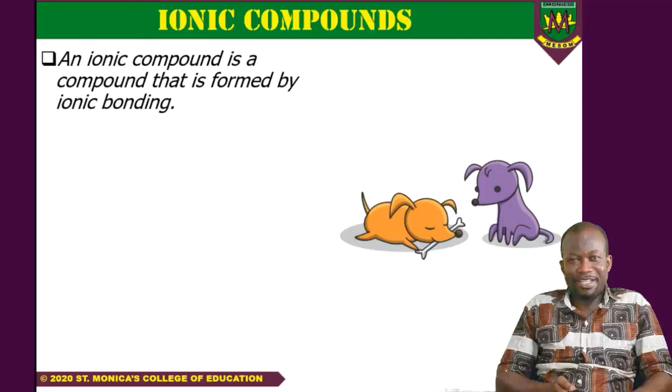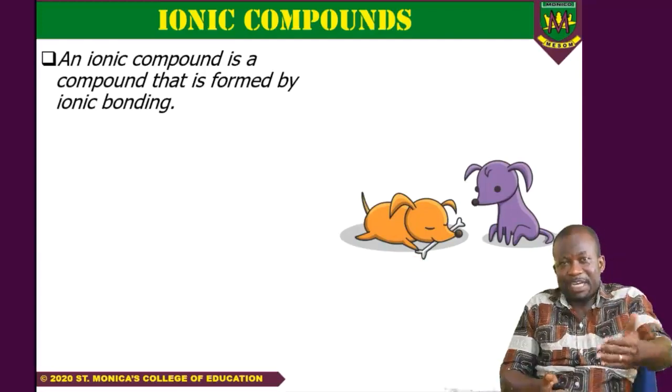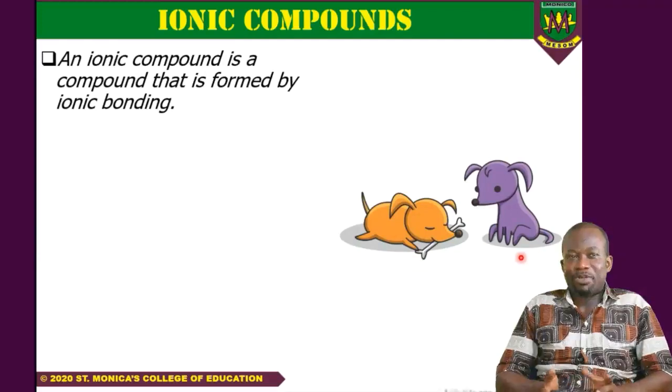Now let's consider these two scenarios. Look at the image of the two puppies that you see there. This is one and that is another one. You realize that one of the puppies has a bone. We are referring to this particular one. Now these puppies that we see represent atoms. So this is one atom and this one is one atom. This is just an icebreaker to lead you into a better understanding of this ionic bonding that we are going to talk about. Now the bone that you see in the mouth of this puppy represents an electron.